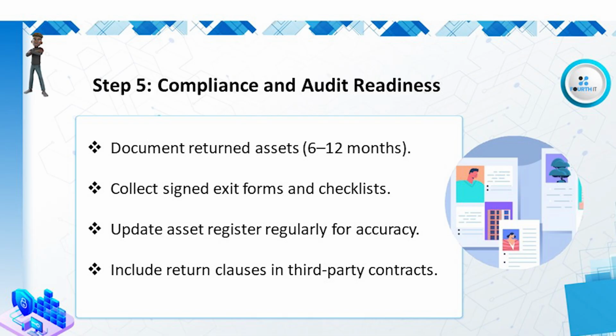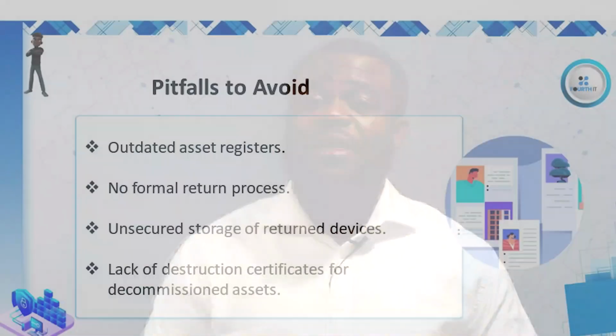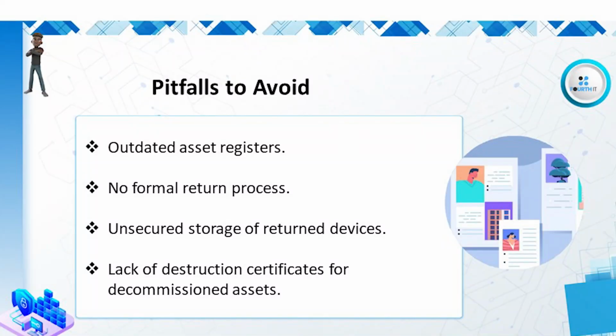Now, a common mistake many organizations go through is failing to keep the asset register updated. If an auditor finds assets still assigned to former employees, it raises a red flag. Keeping the register current at all times avoids last-minute scrambling before an audit.